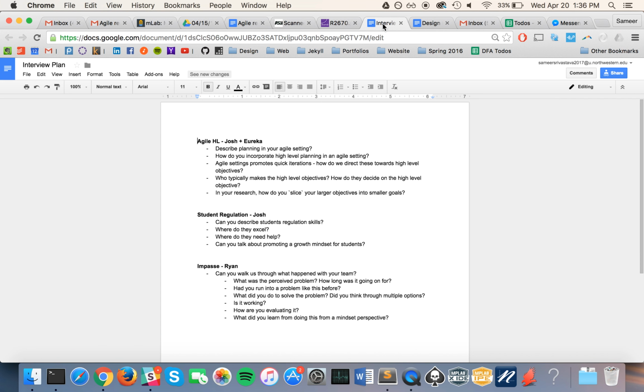The next thing we did to learn more about the space of high level planning was talk to a couple folks who have had to work in agile settings in the industry, and specifically we wanted to know about how high level objectives for a company or an organization gets carried down to sprint level objectives, especially in a sort of larger company setting. And so we talked to Eureka Fung and Josh from the lab here about their experiences in the industry, and we had some really interesting findings for them from both of them.